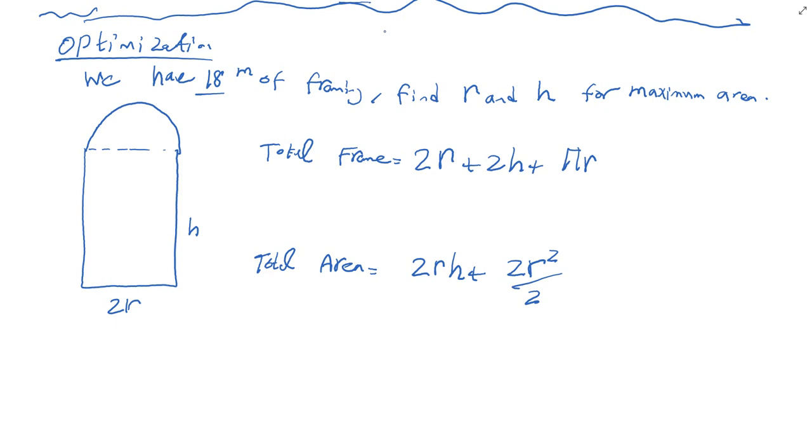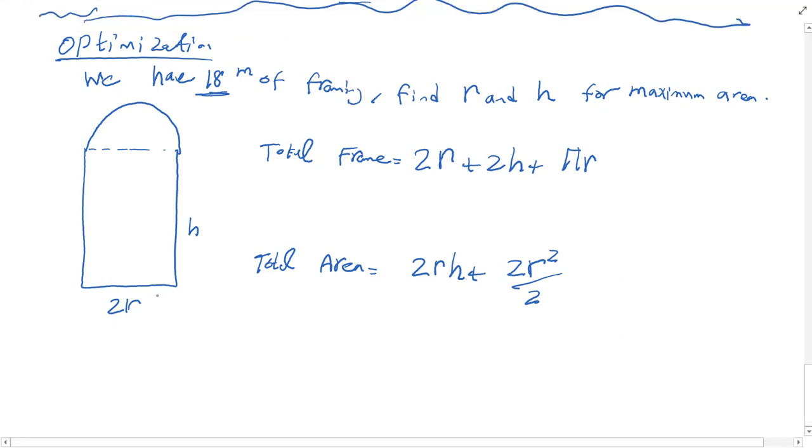In this example, it says that we have 18 meters of framing. Find the R and H for the maximum area. So this is going to be a window, and in this window we want to get the maximum area for light. But we have limited framing. We have only 18 meters of framing.